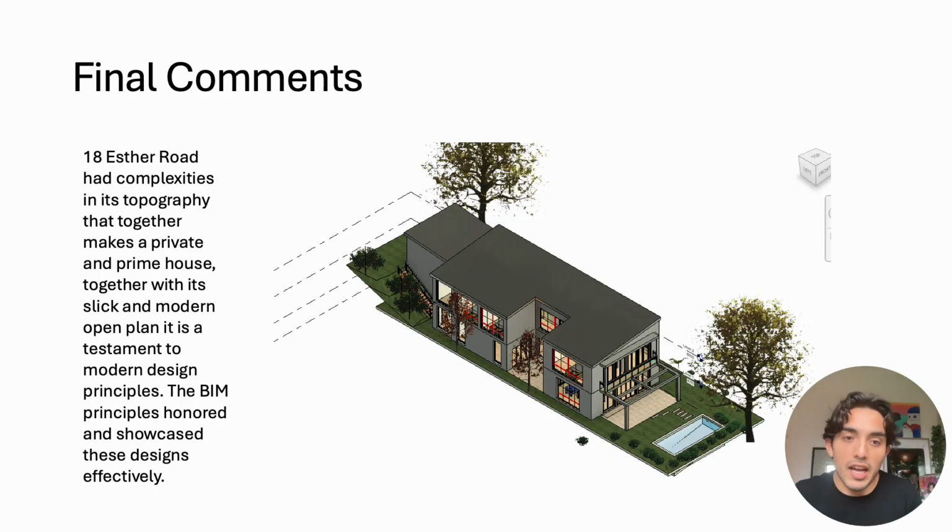In final comments, 18 Road had its complexities with its topography, but I think that using the BIM principles, I managed to creatively convey those complexities and characteristics in a very engaging manner.